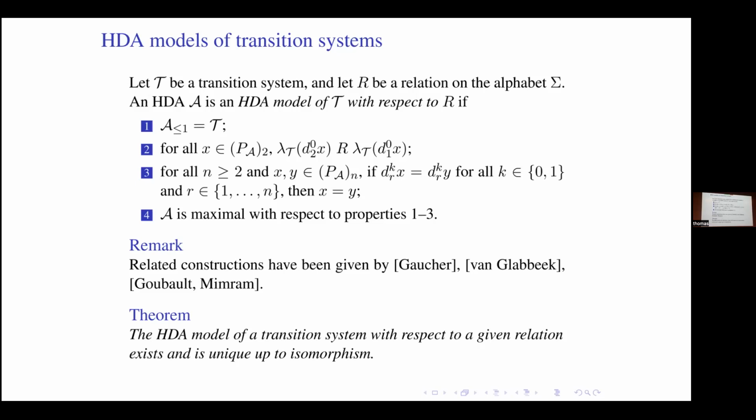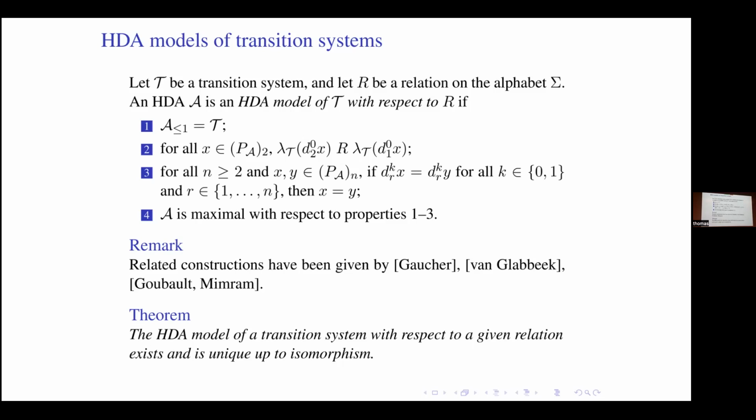So first, the one skeleton of the HDA should be the transition system. In other words, we construct the HDA on top of the transition system. Then if we have a square, then the labels of the starting edges should be related by the given relation in this way. So if the relation is symmetric, then if we fill in an empty square, we will fill in the empty square twice, once for each ordering of the starting edges. And if the relation is asymmetric, then we will fill in the empty square at most once.